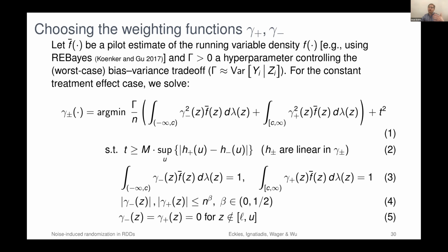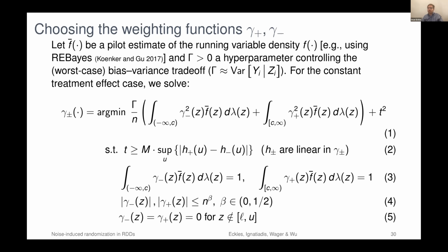So then we can control how much we want to trade off bias and variance. But as we try to find the gammas that minimize this expression, we're going to be trading off variance and worst case bias. So we need to proxy for the variance based on an estimate of the density of the running variable. That's this f bar. So we've estimated that potentially from the same sample or from another sample. So we're going to do this optimization subject to a few constraints.